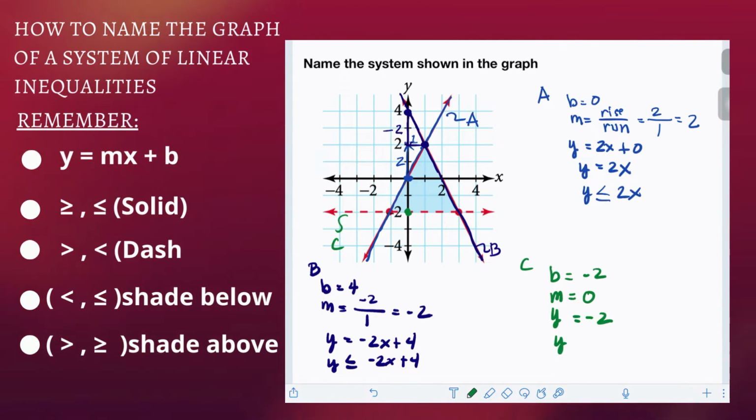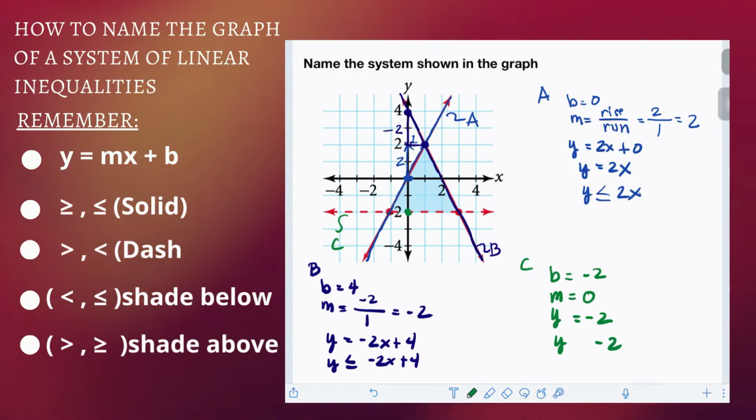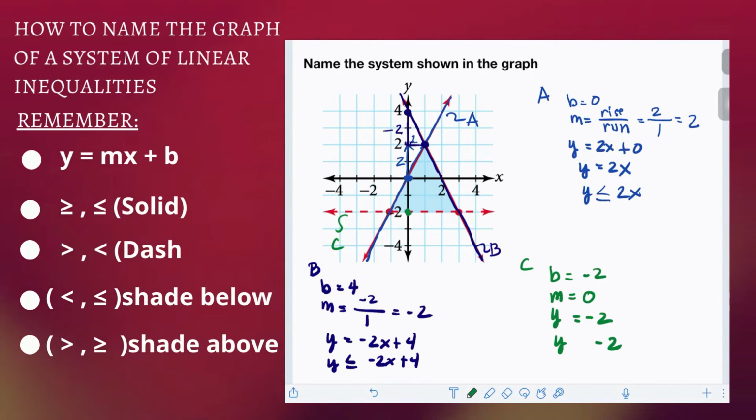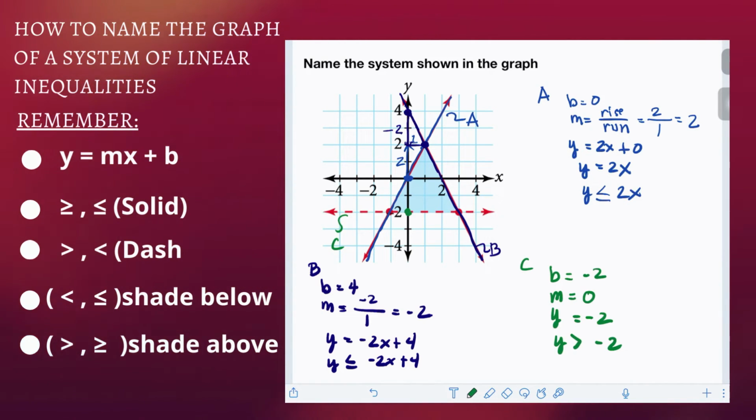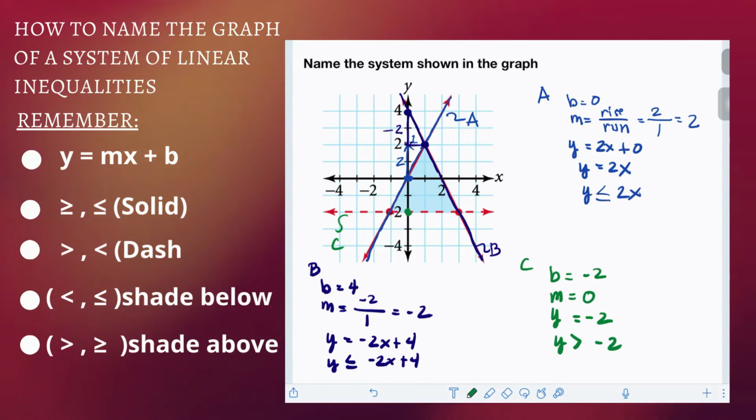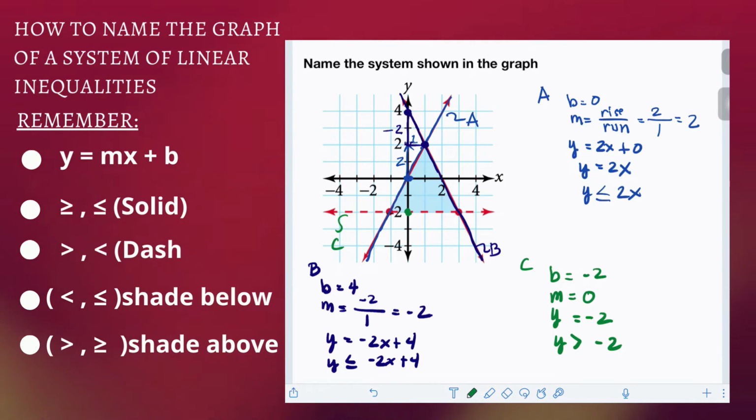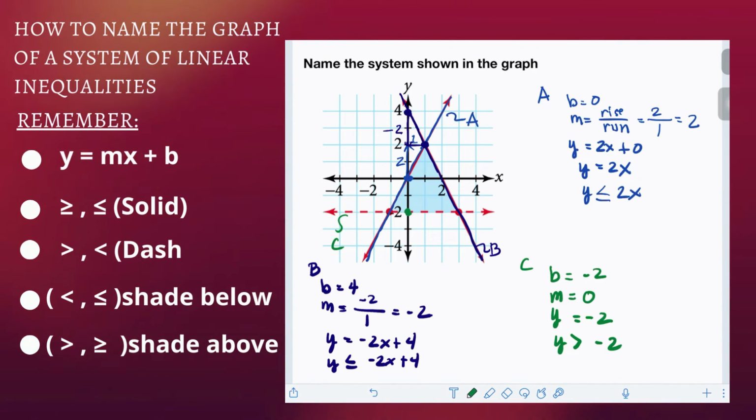Then we change the equal sign into an inequality symbol. How do we do that? We again check the shaded part. So if you can see, the shade is above the boundary line of inequality C. So it will be greater than. But let's take a look at the type of boundary line of inequality C. This time, it is a dashed line. So that means we don't need to put an equal here. So it will just be y is greater than negative 2.